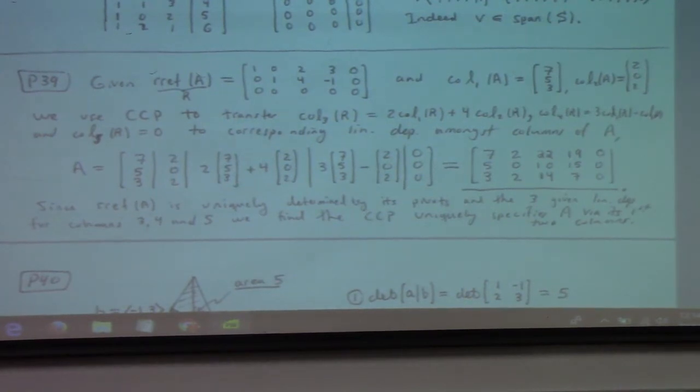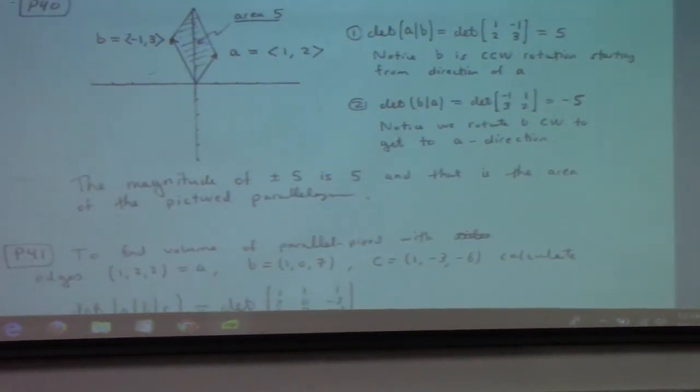And that's the unique answer, right? Because there's no ambiguity here. I mean, the reduced row echelon form is uniquely determined by its pivot columns, and the column correspondence property preserves this uniqueness to A as well. You could do a proof by contradiction or something if you're not satisfied with that. Suppose there were 2 different A's, right? They would both, well, anyway, you could get into that.